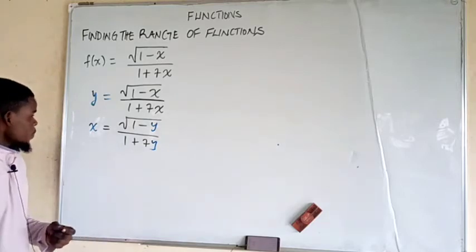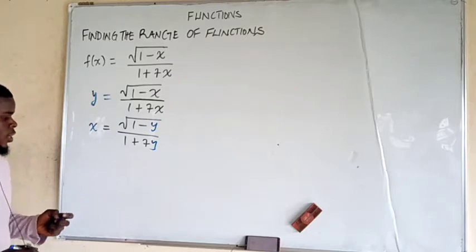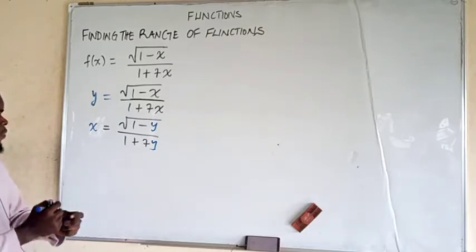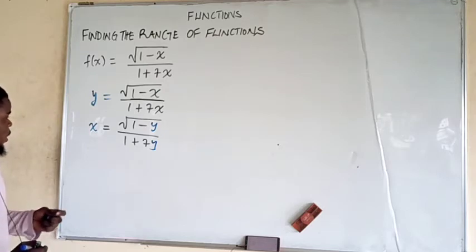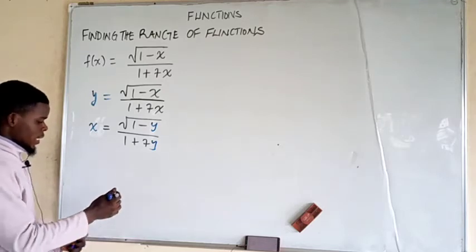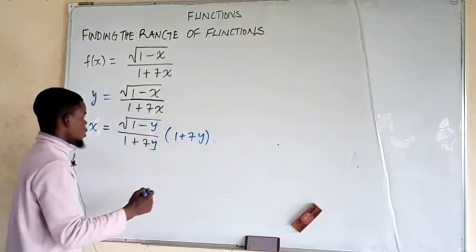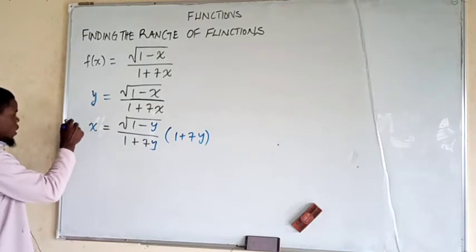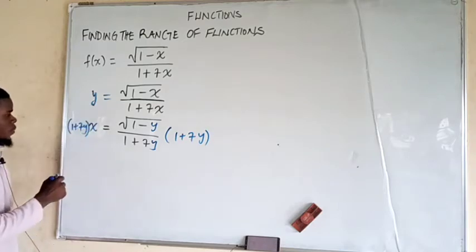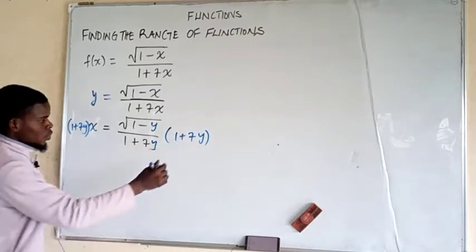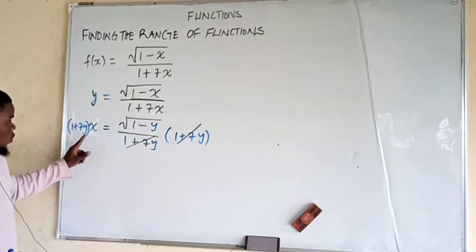Great. The next thing we'll do is make y the subject of the formula, going through the whole process. Let's first multiply both sides by 1 plus 7y. So multiply the left hand side by 1 plus 7y and do the same to the right hand side. Good. That means this and this will cancel out. Then we expand this side: 1 plus 7y, times x.